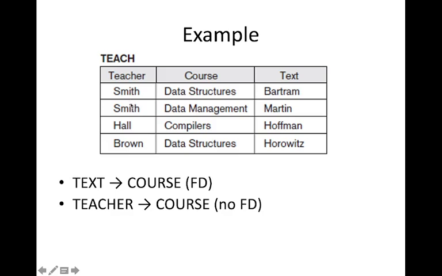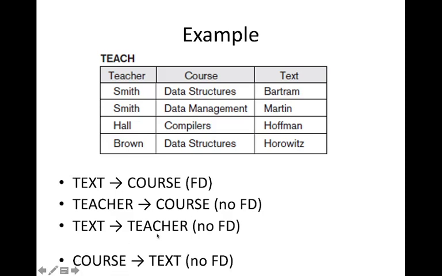So t1 of x is equal to t2 of x, but t1 of y is not equal to t2 of y. So this functional dependency is not there. Then if we take text to teacher also, there is no functional dependency, because we have t1 of x here, but here there is Smith, again we have another t1 of x equal to t2 of x, but we have the same t1 of y. So there may not be any functional dependency between text and teacher.